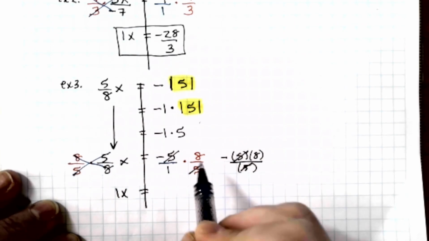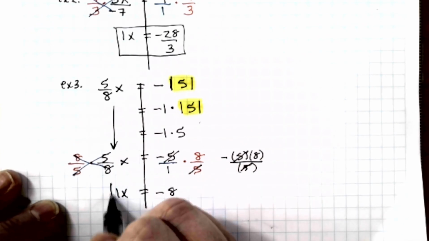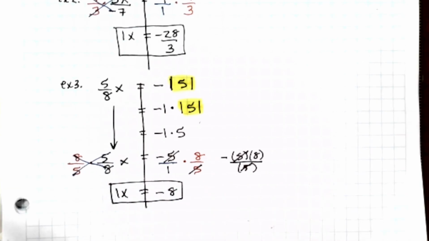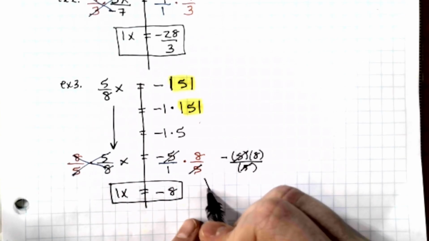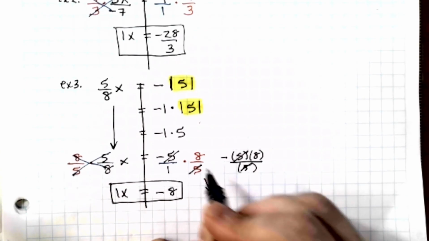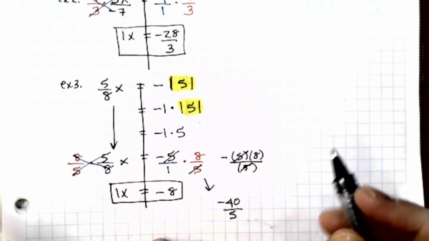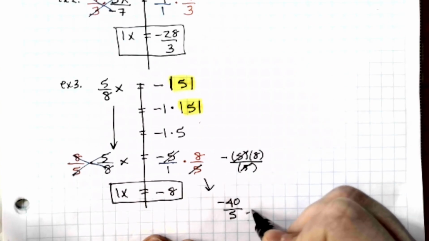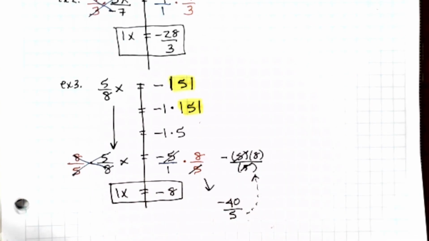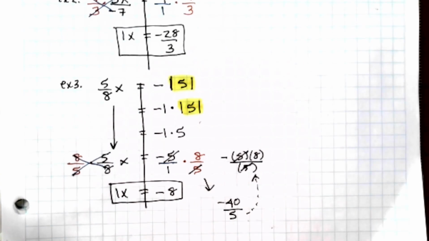So a negative 1 times an 8 is a negative 8. You have your answer. Another way to do this is to go ahead and multiply. Negative 5 times 8 is negative 40. 1 times 5 is 5. And then just simplify it from there to get the answer. So you choose which way you like the best.